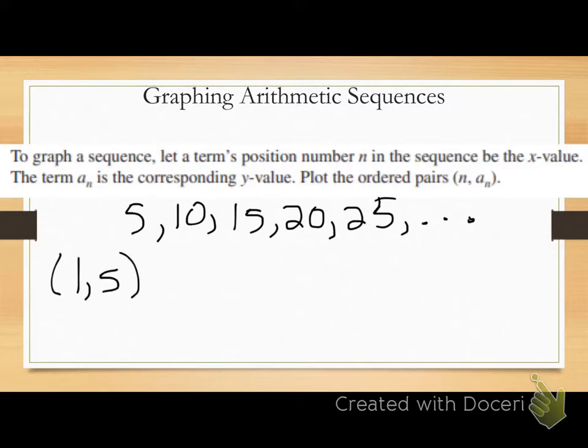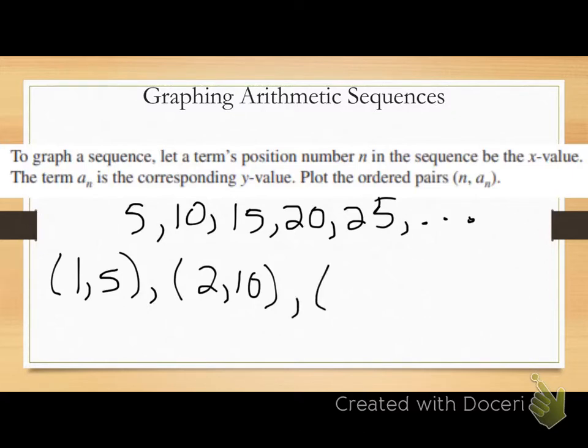The x value of my ordered pair is the term number. Since 5 is my first term, my x value is 1. And then the actual term itself is the y value. So, knowing that, can someone raise your hand and give me my next ordered pair? 2, 10. 10 is the second term, so the x value is 2. 10 is the actual term, so 10 is y.